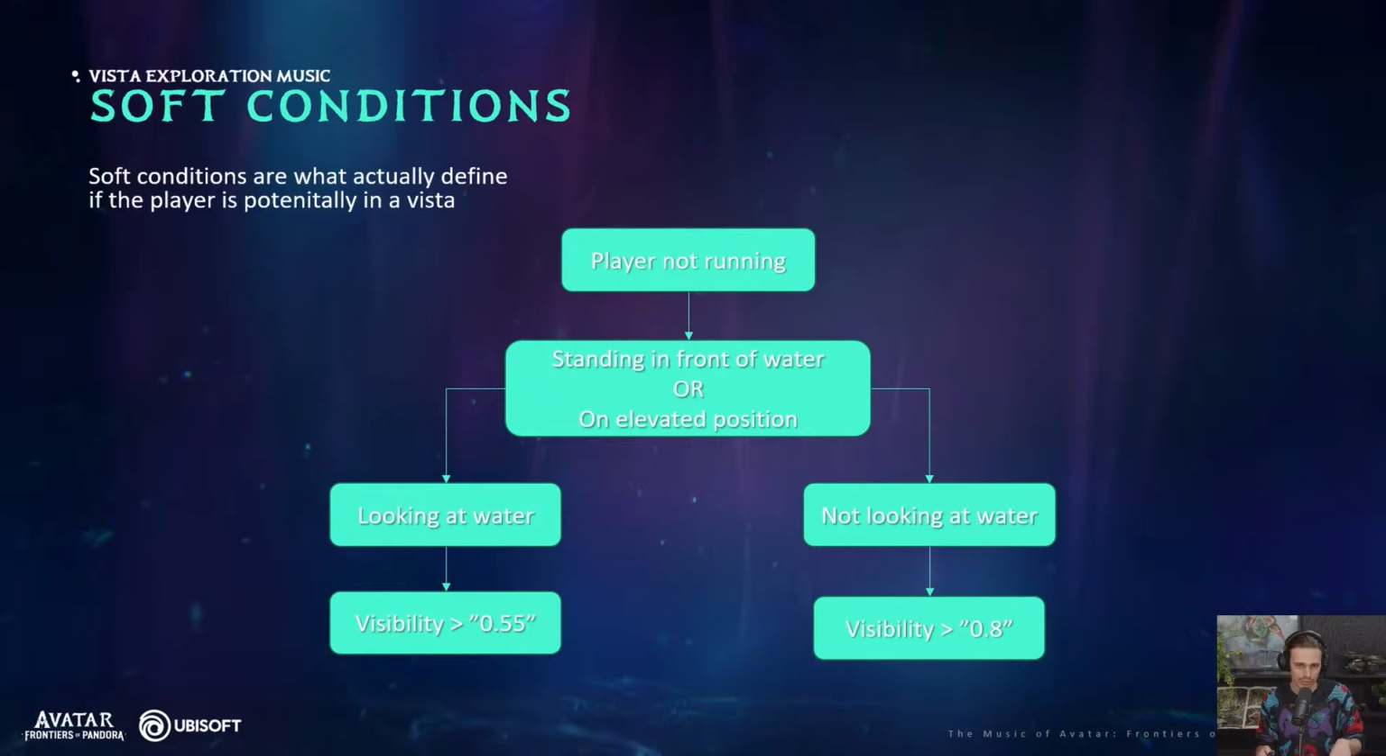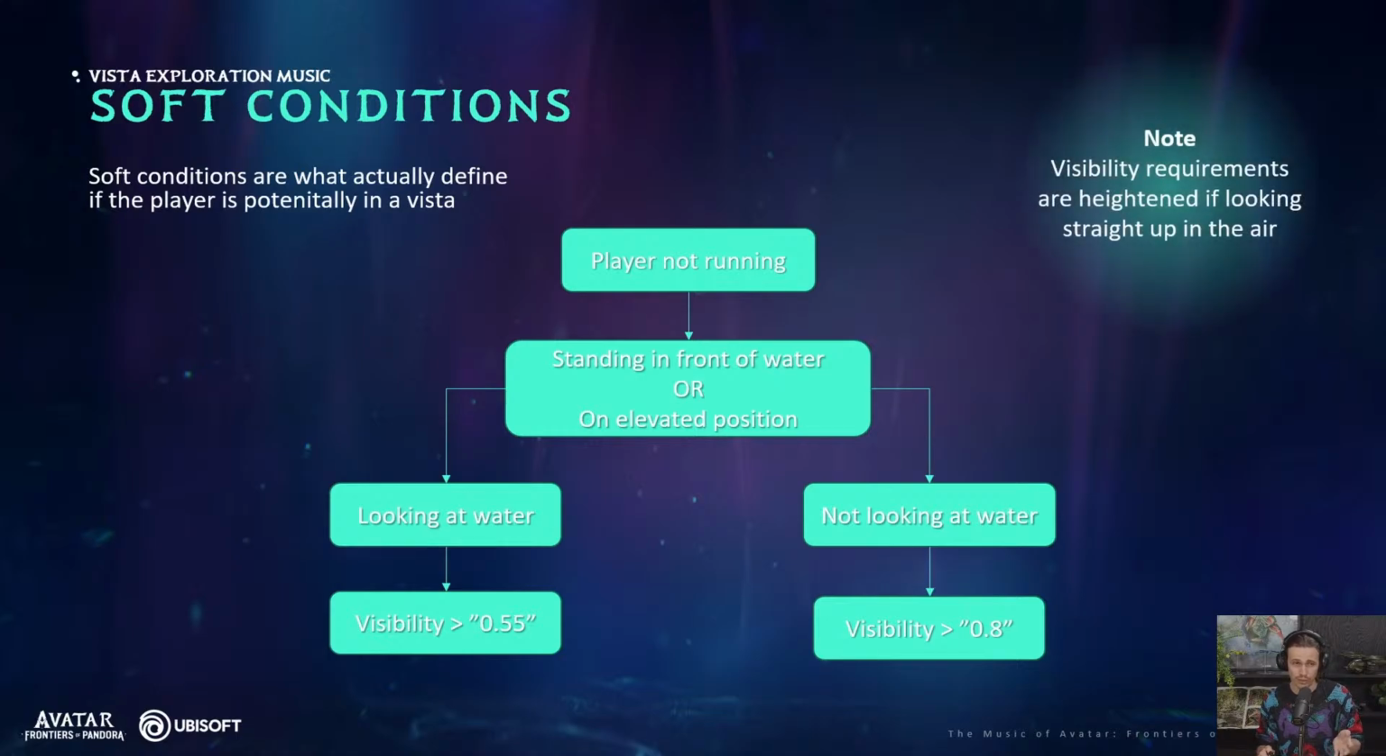So first of all, the player must not be running. And then they must either stand in front of water, or they must stand on some sort of elevated position, like a rock or something, to observe. Then depending on if they're looking at water or not, they have to meet a specific requirement of visibility. Also, if you look up in the air, the visibility requirements will be higher. And that's just because we don't want the vista to trigger if the player looks up in the sky, but we actually want them to be observing the beautiful world, because it's a complement to the world.